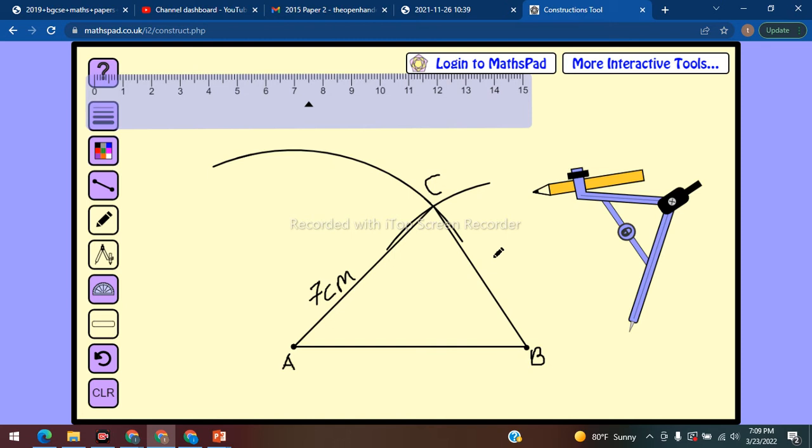And then from B to C is how much? 6 centimeters. Yes, 6 centimeters. Make sure you label. Very important. Can you show how you got the A to C one more time using the compass, please? A to C. Okay, what I did.